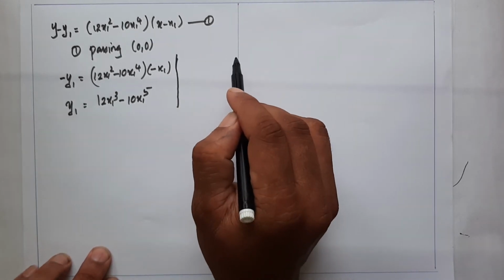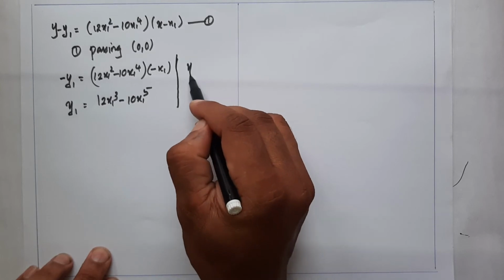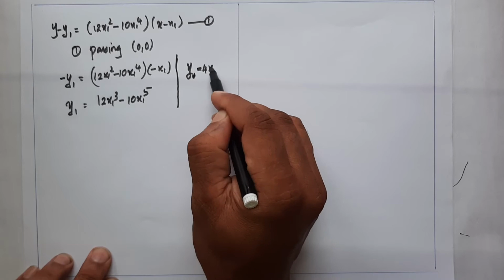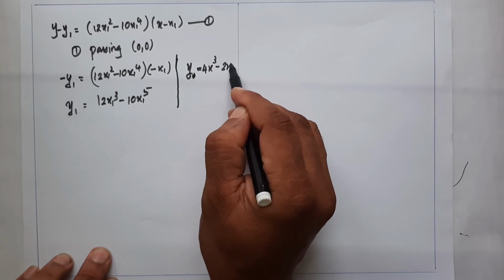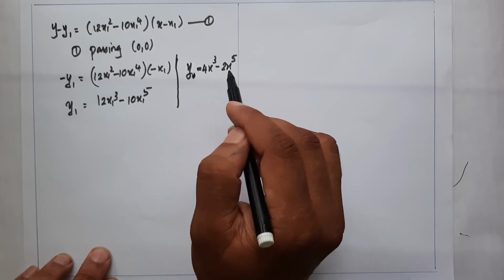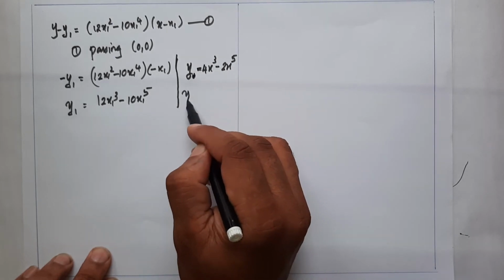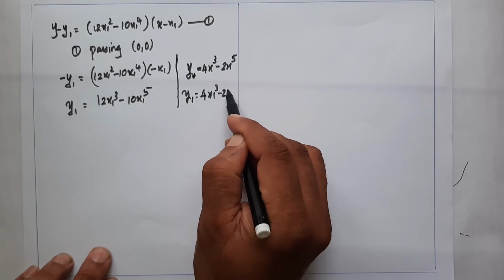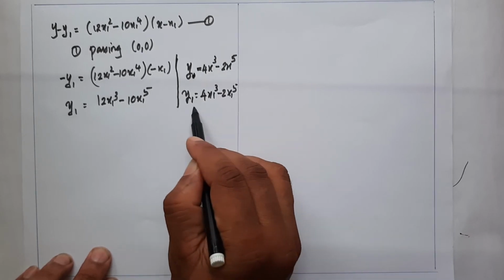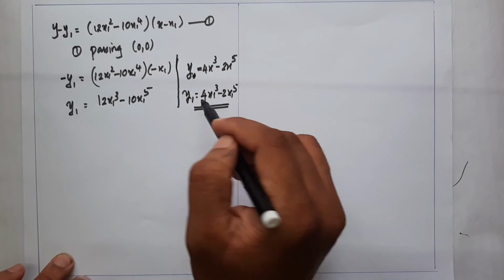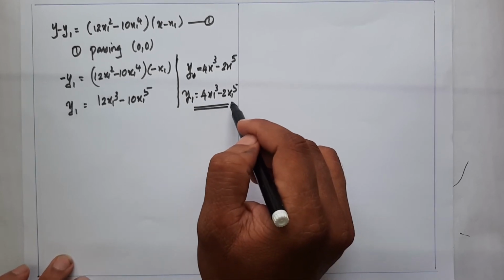You already know our curve passes through x1, y1 also. Our equation of the curve is y is equal to 4x cube minus 2x raised to 5. This curve passes through x1, y1. That means x1, y1 satisfy this curve. Our equation is y1 is equal to 4x1 cube minus 2x1 raised to 5, because our curve and tangent pass through that common point x1, y1.